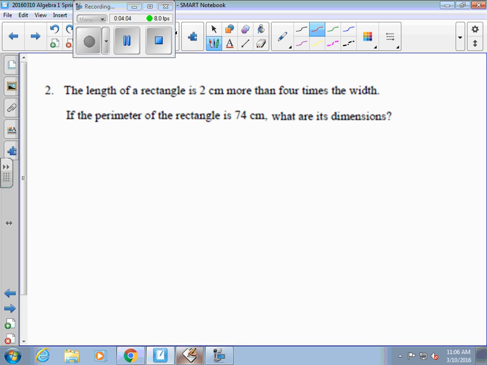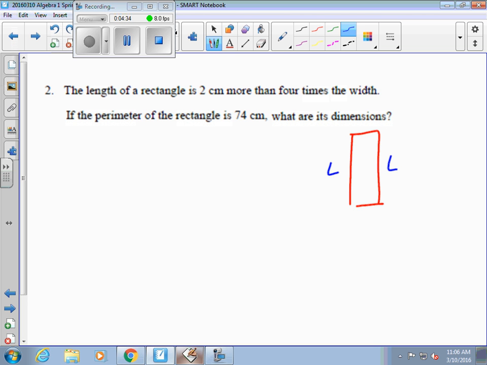The length of a rectangle is 2 centimeters more than 4 times the width. If the perimeter is 74 centimeters, what are its dimensions? First off, draw this so you can see what's going on. It's a rectangle. You don't have to be perfect, but you don't have to remember the formula for the perimeter of a rectangle if you draw it, because you can see what's going on. You know perimeter is all the way around. You also know that this side is the same as this one.